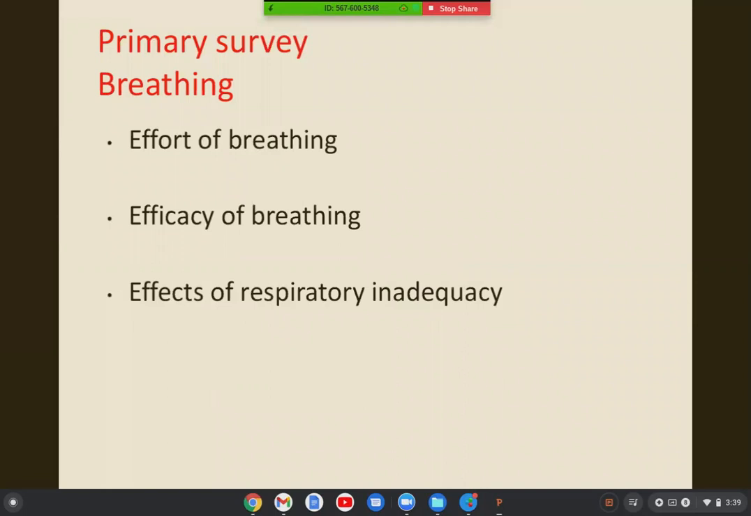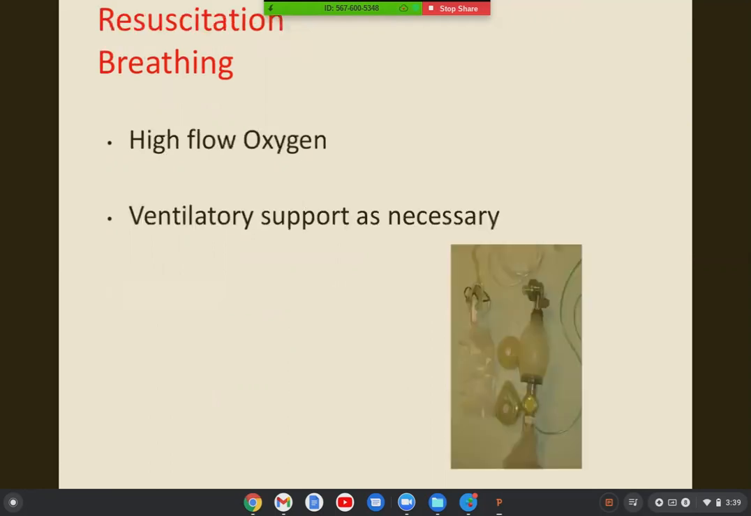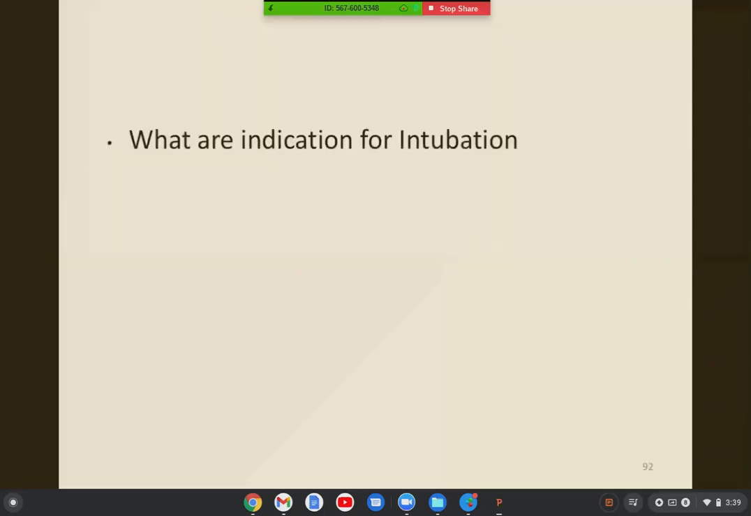When we check for breathing, we have to assess effort of breathing, efficacy of breathing, and effects of respiratory inadequacy. For resuscitation in hospital, we should have Ambu bags, right size of mask, reservoir, and high flow oxygen devices. Ventilatory support should be utilized as and when necessary.